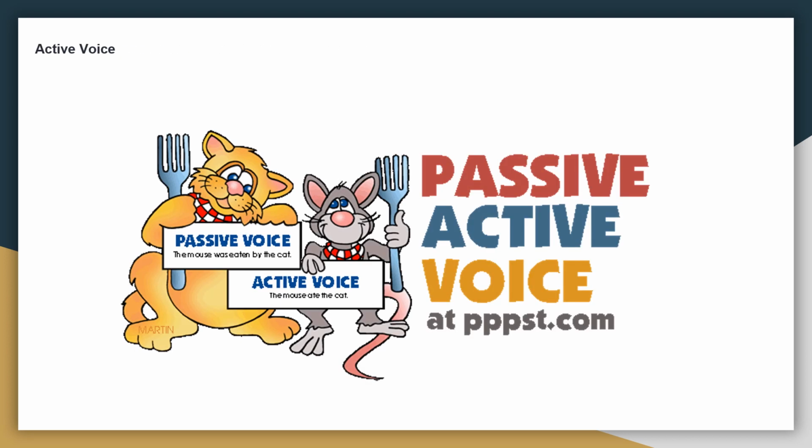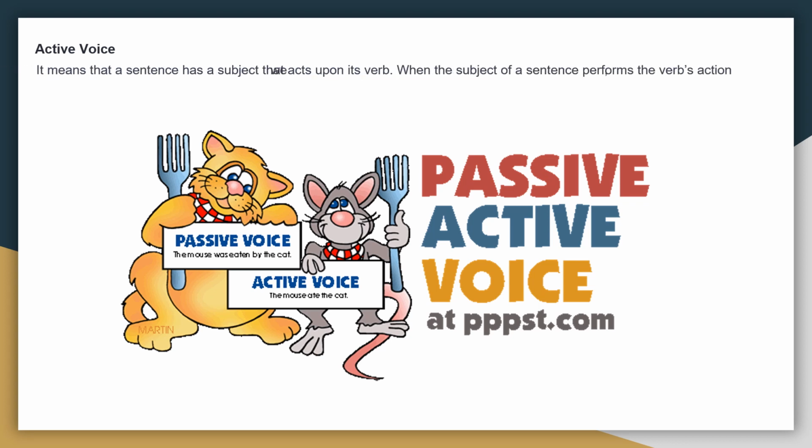Active voice. In active voice, the subject in the sentence acts upon its verb. When the subject of a sentence performs the verb's action, we say that the sentence is in active voice. Sentences in the active voice have a strong, direct, and clear tone.